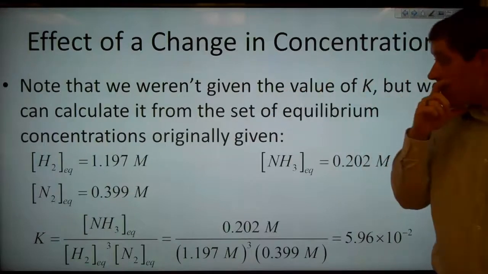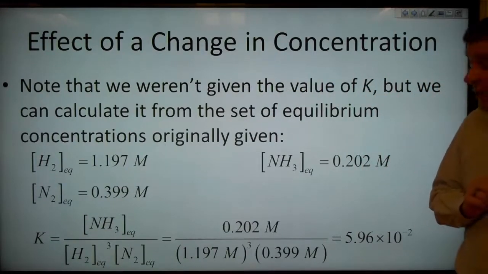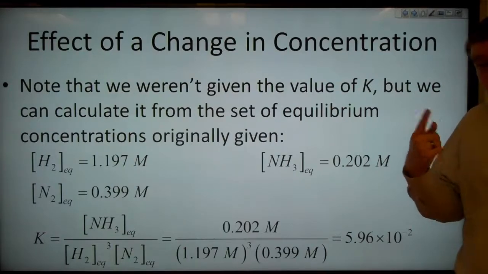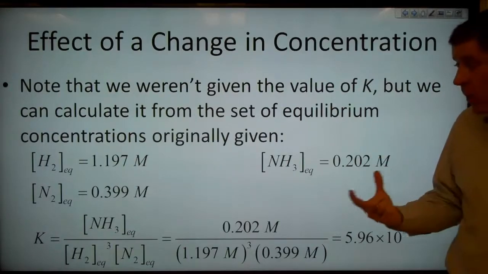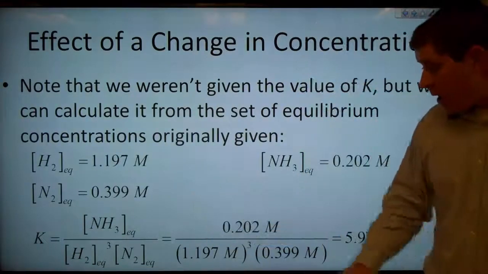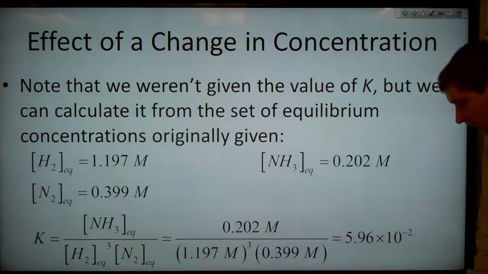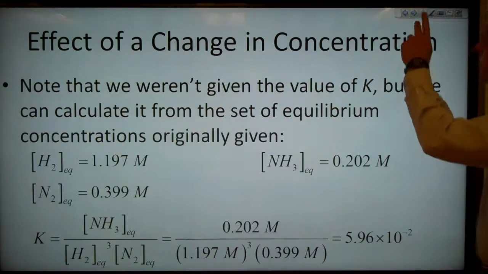And note that we weren't given the value of K, but we can calculate it from the set of equilibrium concentrations that we were originally given, so before we added any of the extra nitrogen. And we can calculate the value of K, our equilibrium constant, as 5.96 times 10 to the minus 2.